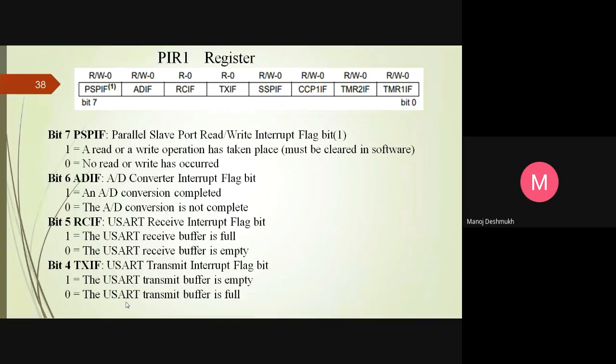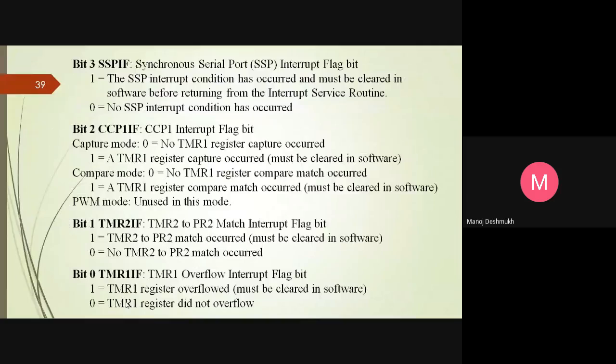Okay, so we go for the next bits. First PSP, AD, RC and TX. After that SSP, CCP and timers.